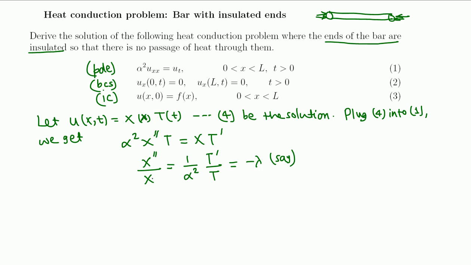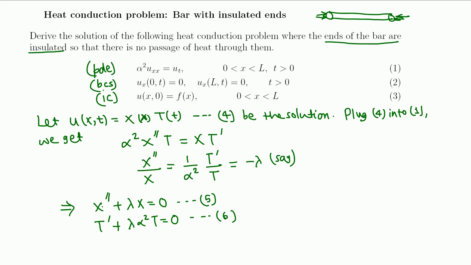Then the first fraction equals negative lambda. That gives us X double prime plus lambda X equals 0, equation 5. And the second fraction equals negative lambda, cross multiply. At the end of the day, you get T prime plus lambda alpha square T equals 0. That's equation 6. Now we want to solve 5 and 6 for these boundary conditions and initial condition.